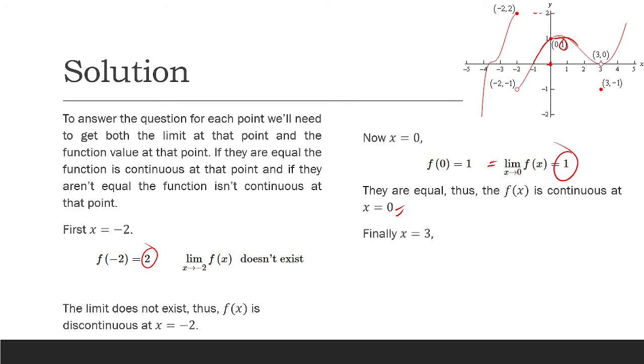And lastly, we have at x is equal to 3. Now, at x is equal to 3, we also need to find f of 3 and then the limit of f of x as x approaches 3. Now, try po natin hanapin yung f of 3. Pag tinignan natin sa graph, yung f of 3 natin, it exists because at x is equal to 3, nandito yung point na yon, yung ating y is negative 1. So therefore, our f of 3 is equal to negative 1.